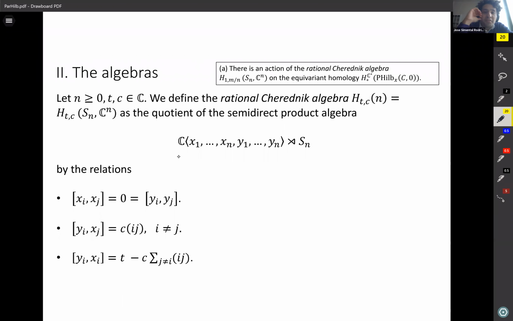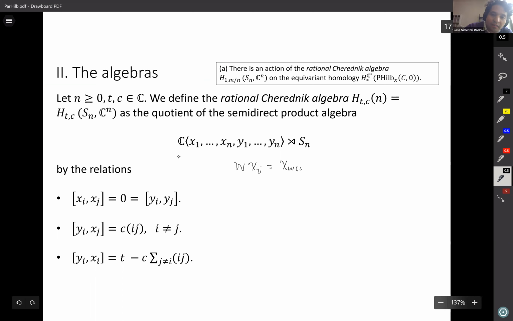Okay, so I need to tell you what these algebras are. Let me start with the rational Cherednik algebra, and I have the statement of the theorem here just for us to keep our goal in mind. Okay, so the rational Cherednik algebra, it's very explicitly defined as the quotient of a semi-direct product algebra. And let me just remind you that this means that if I want to move an element of Sn past an x, I have to act on the index. And same for y's.